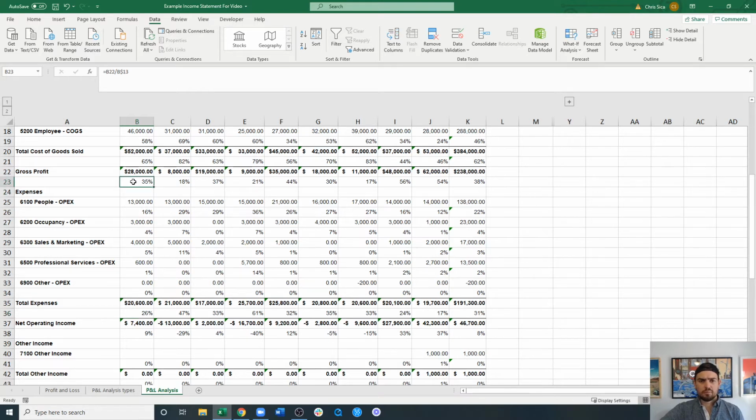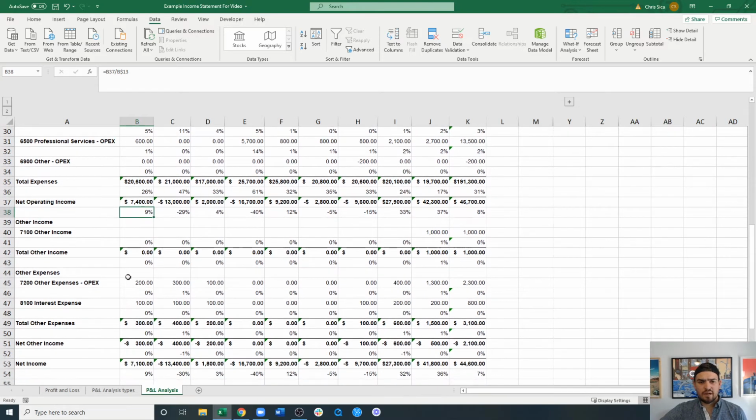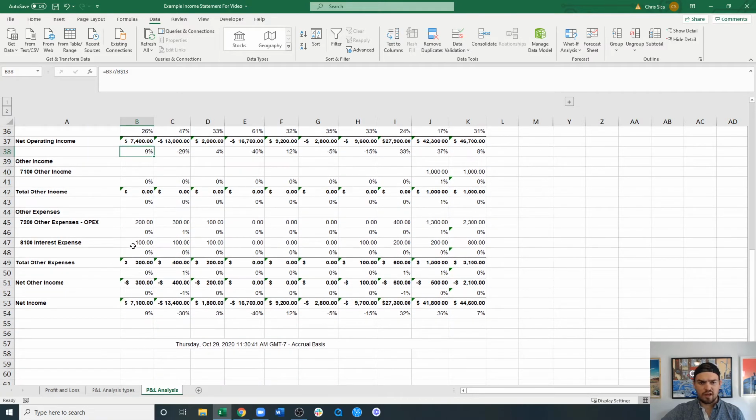So really quickly before we scroll down, if we know we only have 35 cents left at the gross profit line and we've spent 26 cents on total expenses, then the difference should be our net operating income. In this case, 9%. Now we're going to look at other income and other expenses. We didn't have any other income, so that's 0%. If we look at other expenses, we did have $300 in other expenses. As you can see, that's pretty nominal as a percent of total sales. So we basically ended up with about 9% of net income.